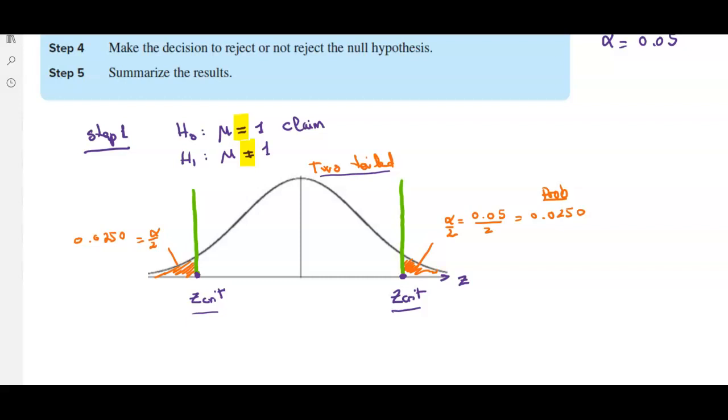Now, usually the table gives you the left tail, so I always focus on this side. This is the side that you're looking for. So this area here is equal to 0.0250. So let's go to the table.